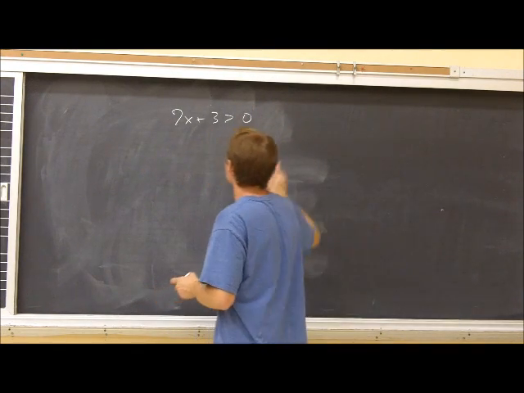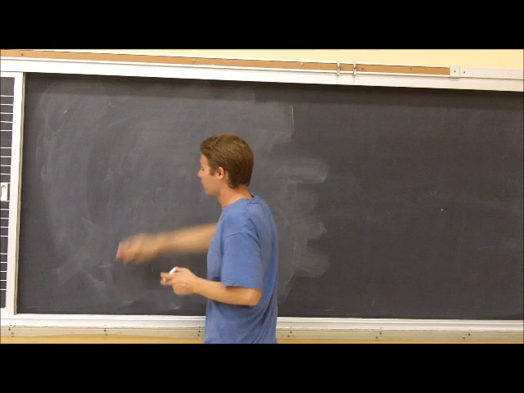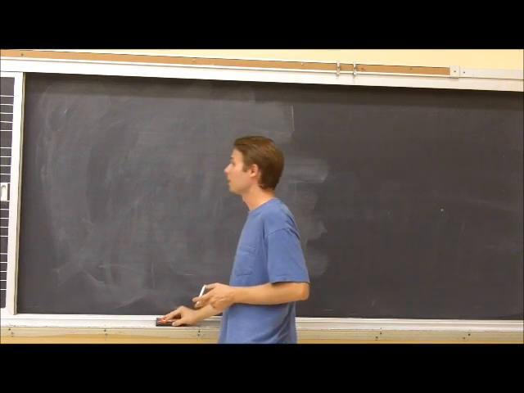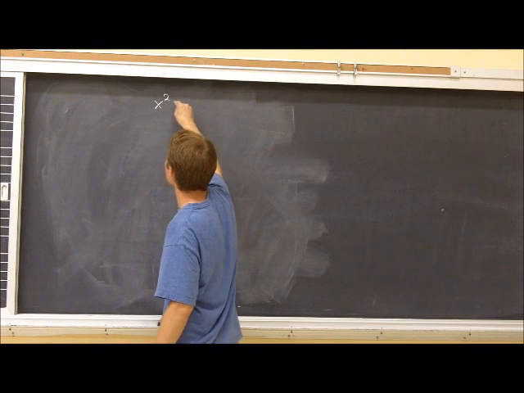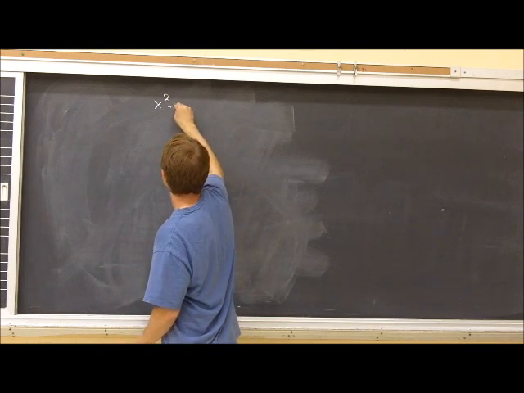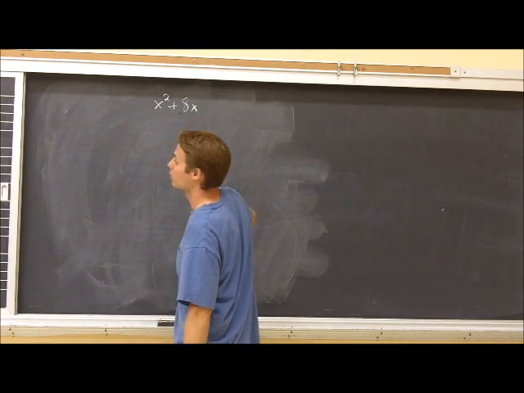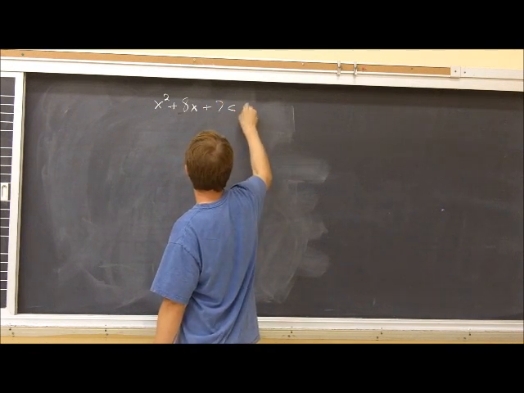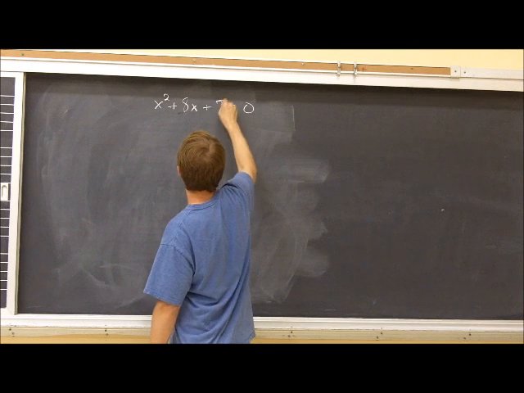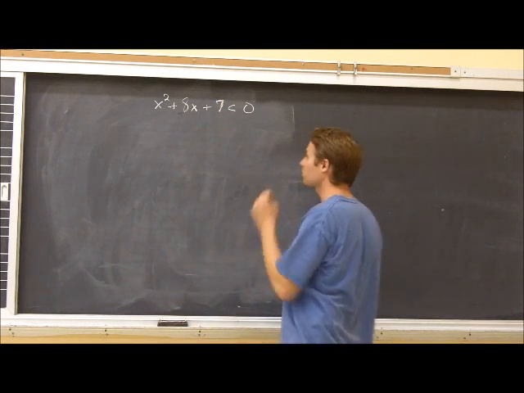But today we're going to look at how we can solve some inequalities that are a little more complex. Specifically, how would I go about solving an inequality with a quadratic in it? So for example, something like x squared plus 8x plus 7 is less than 0. What would the steps be for this?